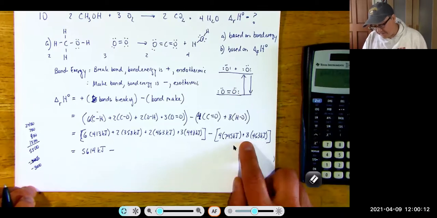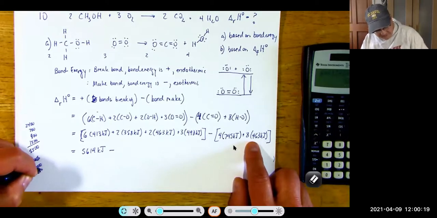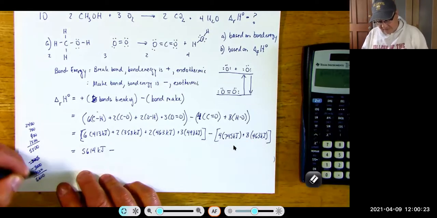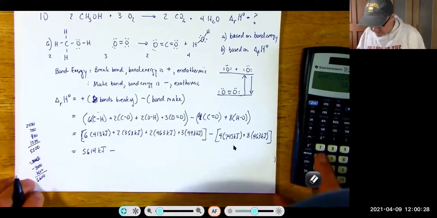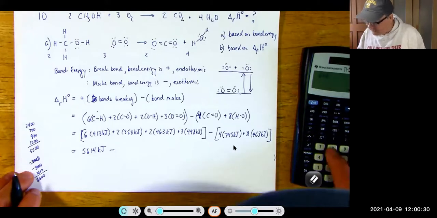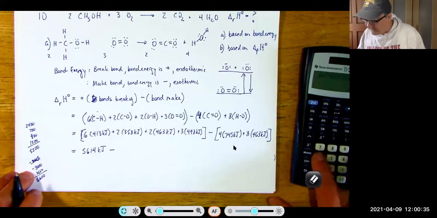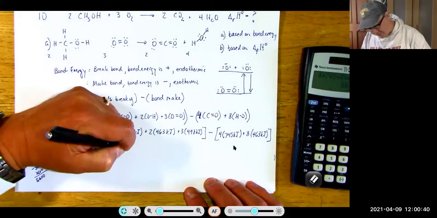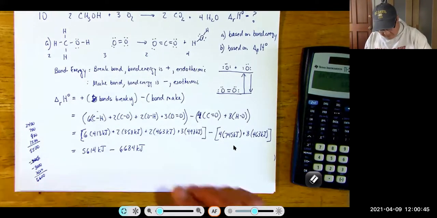Now 2 of these is going to be around 900, right? So 8 of them would be around 900 times 4, so 3,600. So this should add up to around 6,600 if I add it up correctly. So let's find out. 4 times 745 plus 8 times 463, and I get 6,684 kilojoules. And I estimated that, so I'm happy with that.